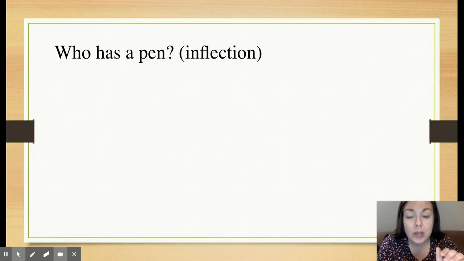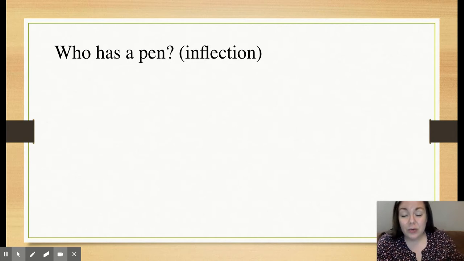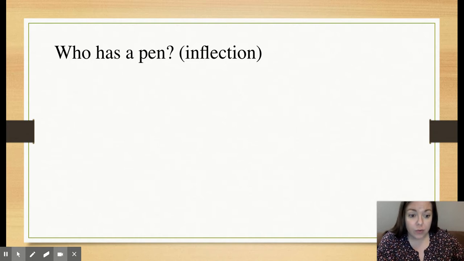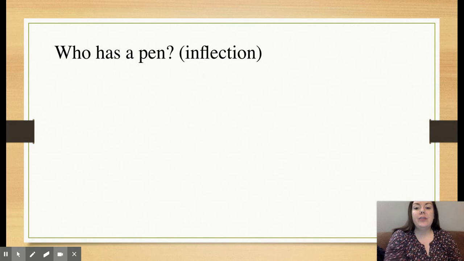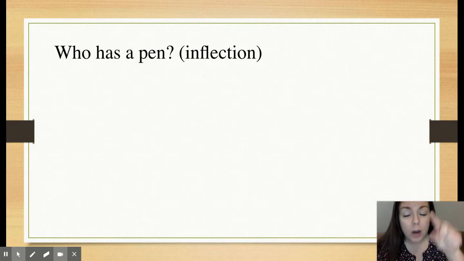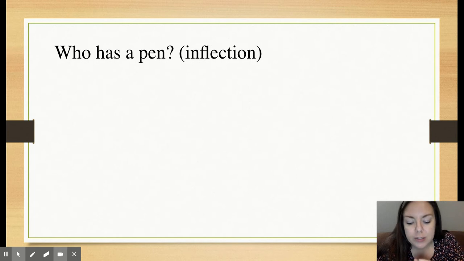So, question word, practice time. I've given you a question in English, who has a pen? And then one of the four ways I want you to use to ask that question. So, we are using inflection to say who has a pen. Pause the video, write down your answer.